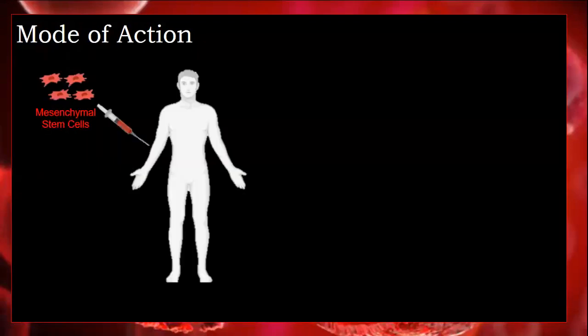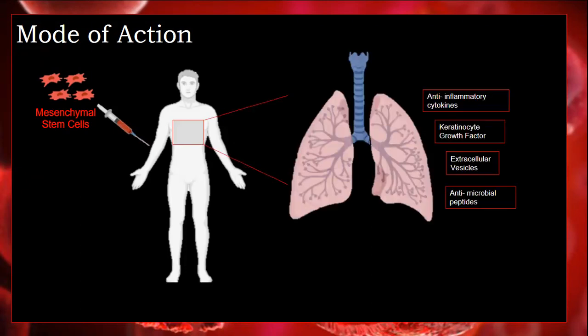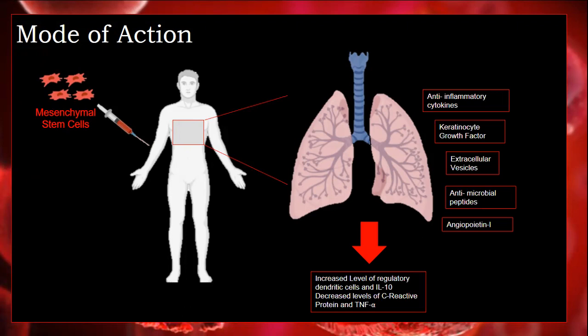This is a small animation explaining the mode of action in detail. The mesenchymal stem cells are intravenously injected into the human. They then travel to the lung tissue, wherein they secrete various factors. These factors, in turn, have various effects that help fight the cytokine storm in the body, which in turn repairs the lung tissue and prevents long term effects.